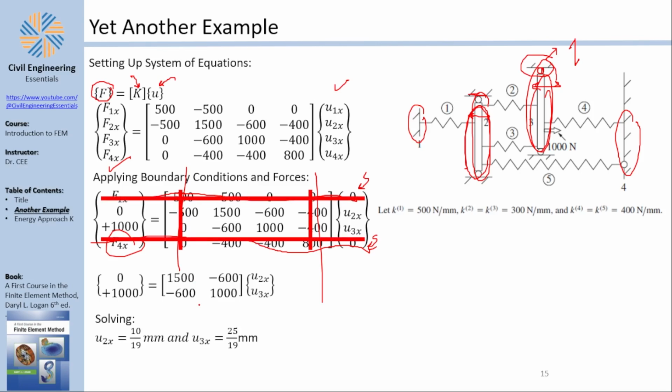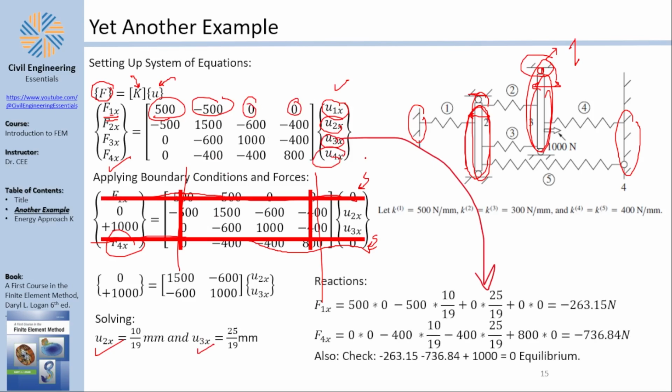And now, of course, these are the displacements. How can you find the forces? To find the forces, well, take a look. You have force 1x. Let's expand the matrix. Force 1x equals 500 multiplied by 0, because u1x is 0, minus 500 multiplied by u2x, which you know, plus 0 multiplied by u3x, which you know, plus 0 multiplied by 0, because u4x is 0.